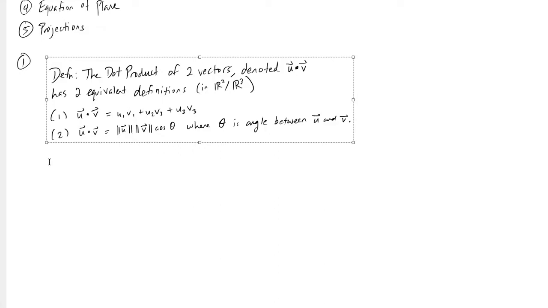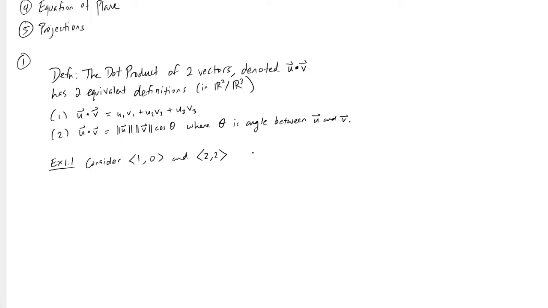So the dot product of two vectors in R2 or R3 is denoted U dot V, and it has two equivalent definitions. One is in terms of the components, and one is in terms of the magnitudes or lengths of the vectors. So let's do an example. In this example, we'll use both definitions and show that they give the same answer. We'll consider the vector 1, 0 and the vector 2, 2. These are both in R2, so these are two-dimensional vectors. And we're going to compute the dot product two ways.